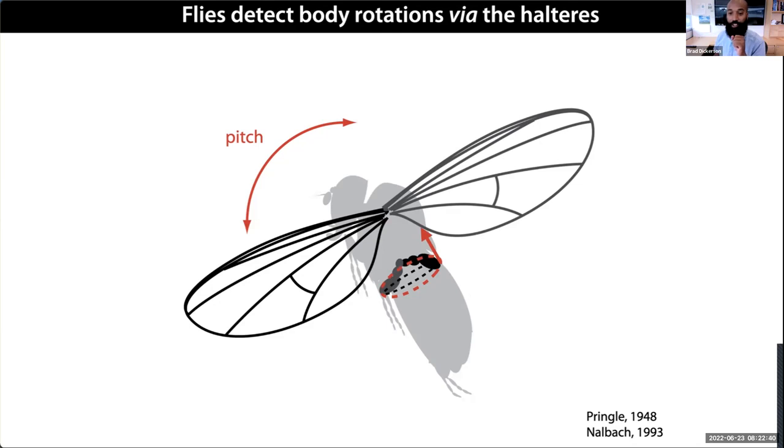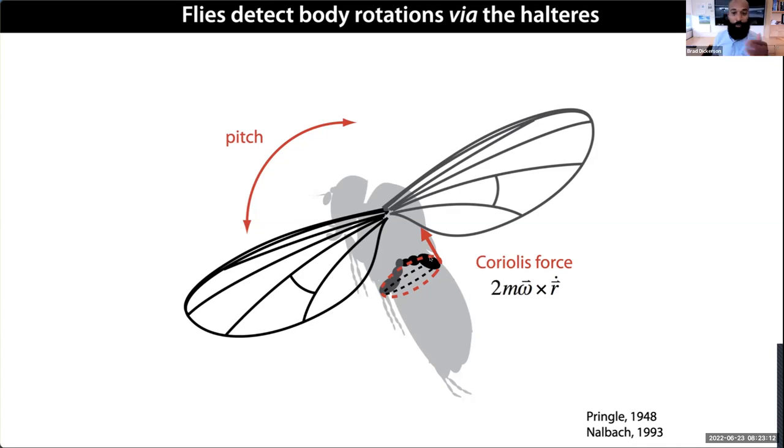And this is actually due to something called the Coriolis force. The Coriolis force is proportional to the cross product of the fly's angular velocity, so the angular velocity of its body, and the tip path velocity of the haltere. What this allows the fly to do is get an estimate of both how fast it's rotating and the direction it's rotating. And the haltere helps trigger some reflexes in the head and wings to help the fly right itself.